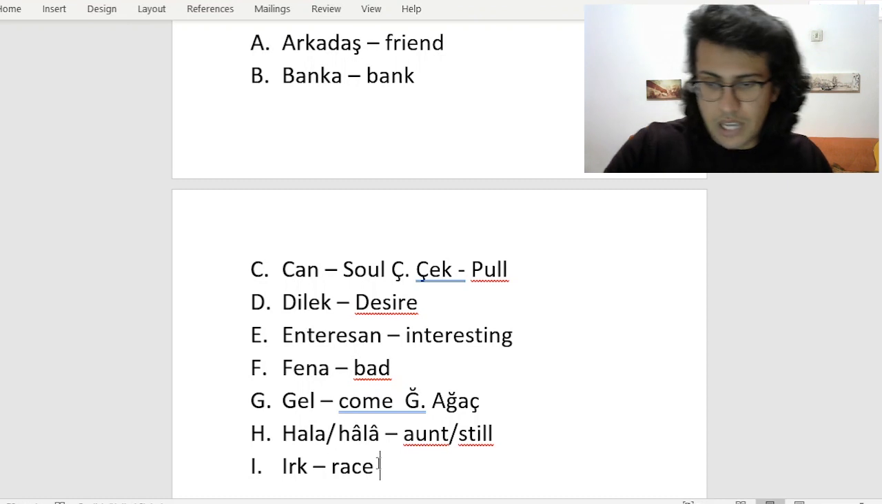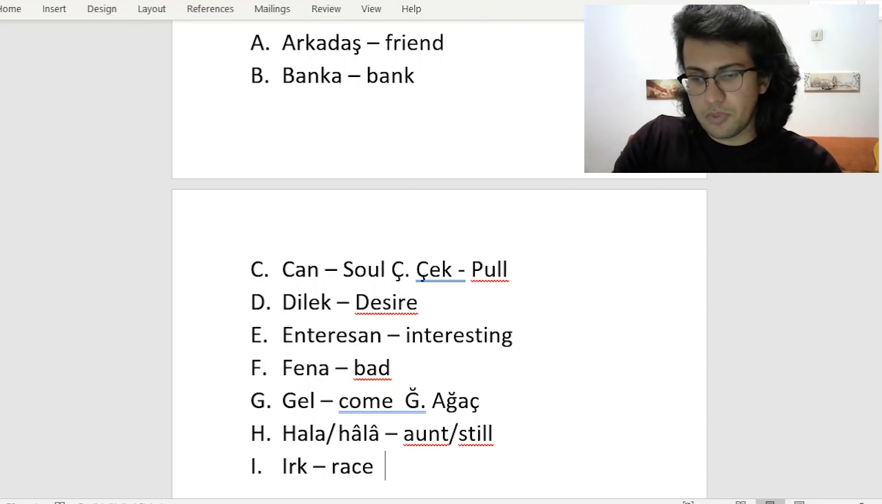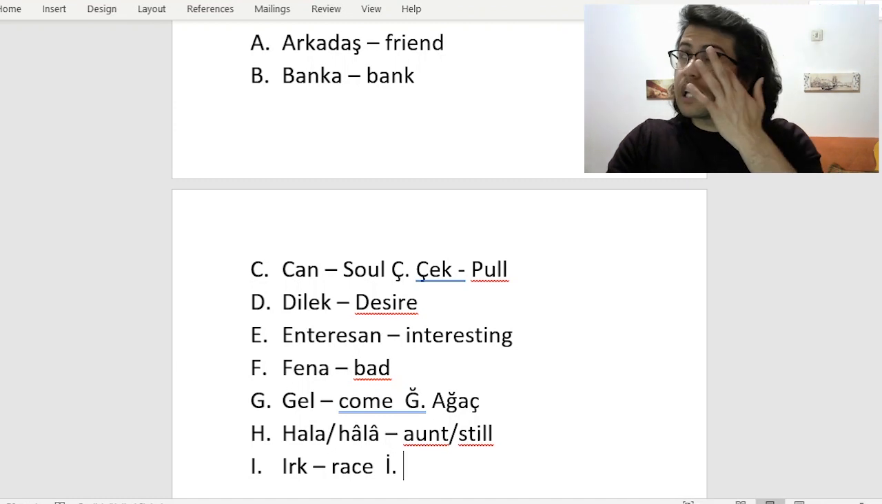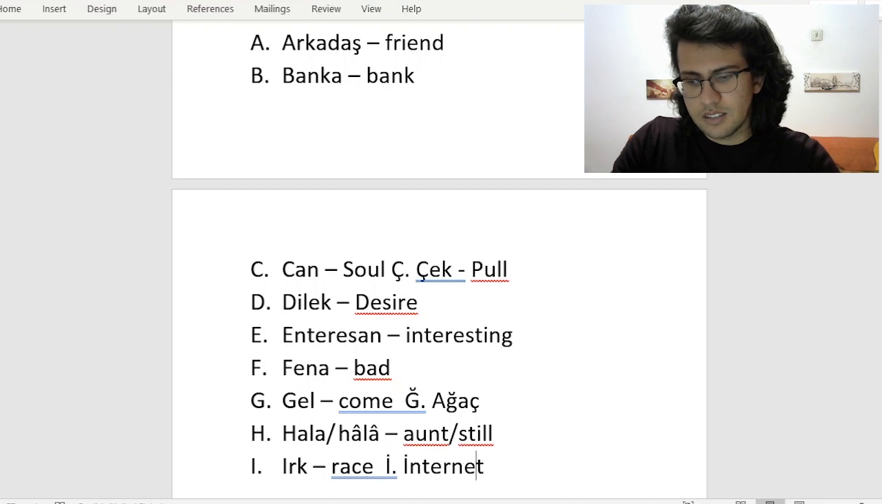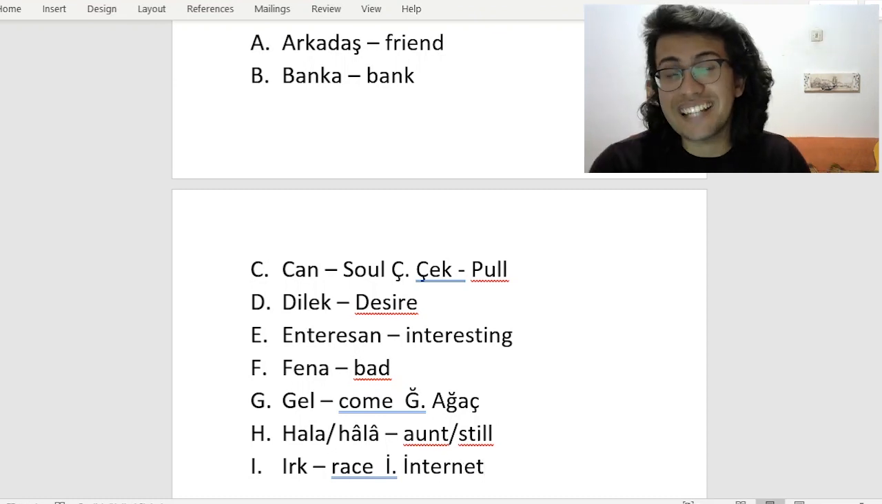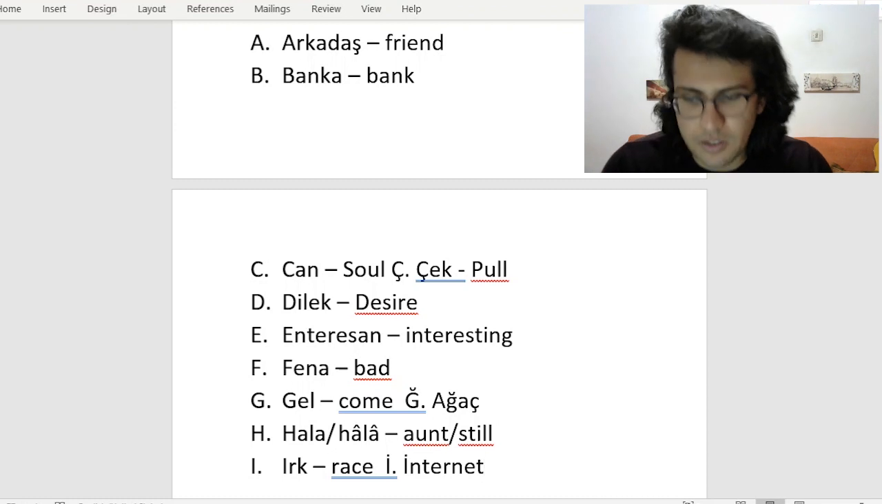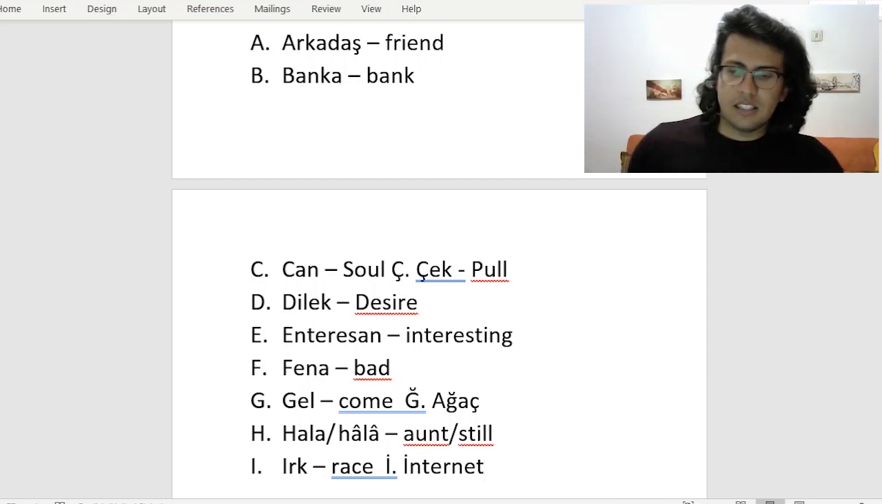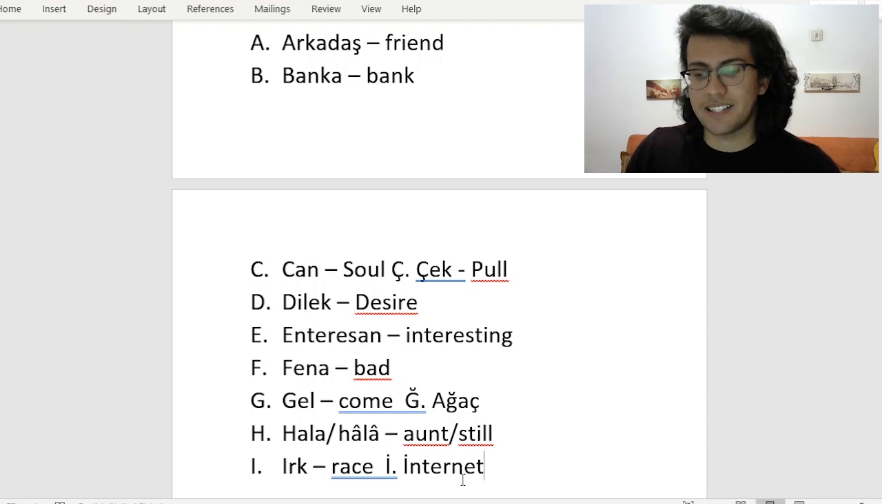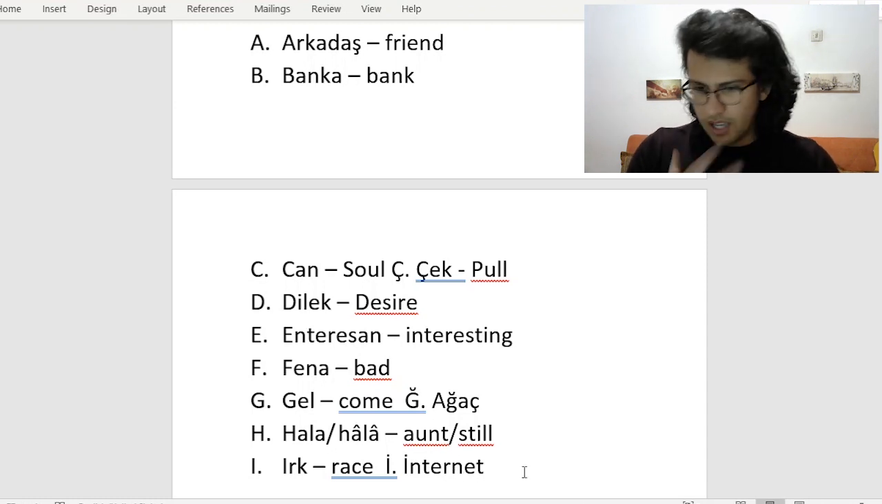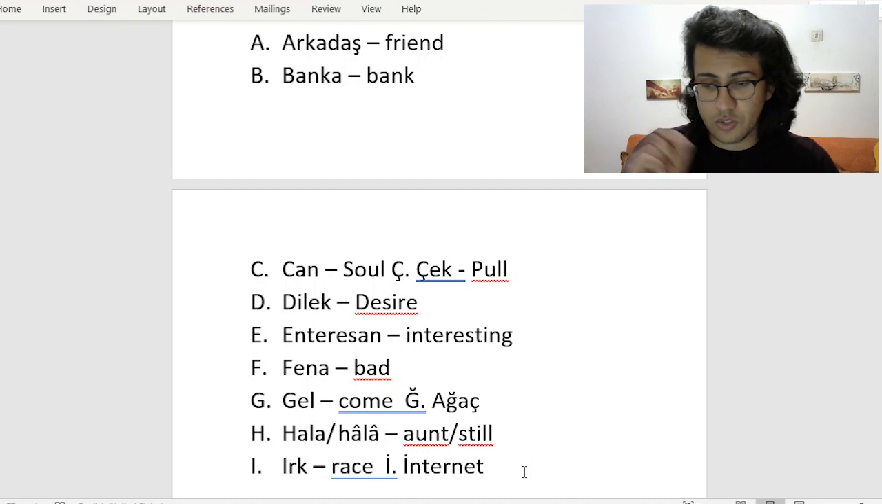And of course, we also have the letter that we already mentioned before, and that's the letter E. And the word I'm going to have for that one is going to be internet. Notice how I pronounced it. It's important. Internet. I don't think I need to put a translation next to it.